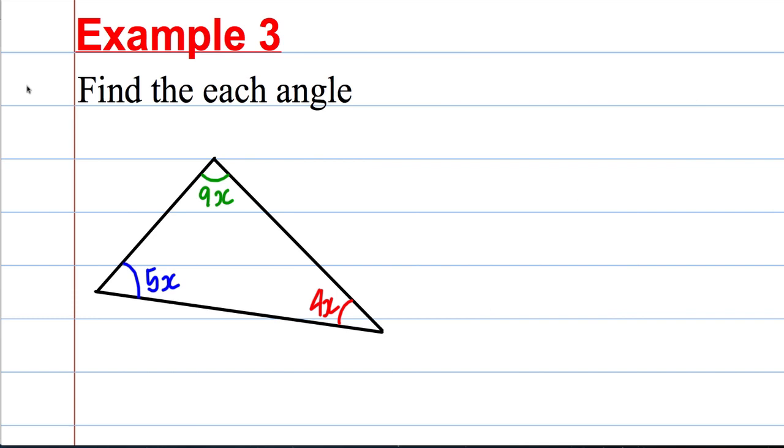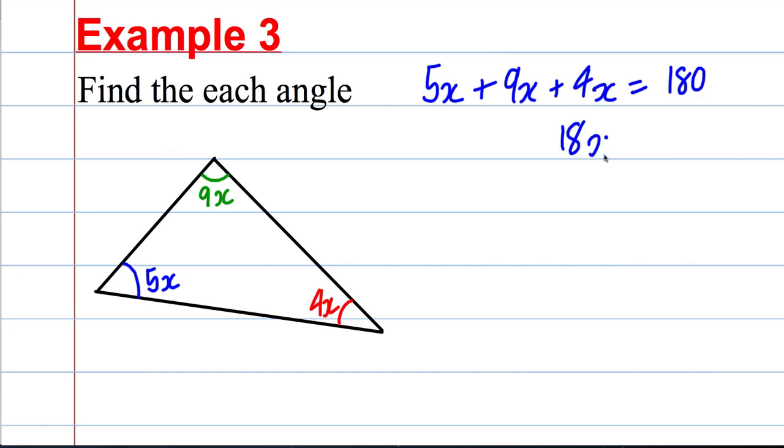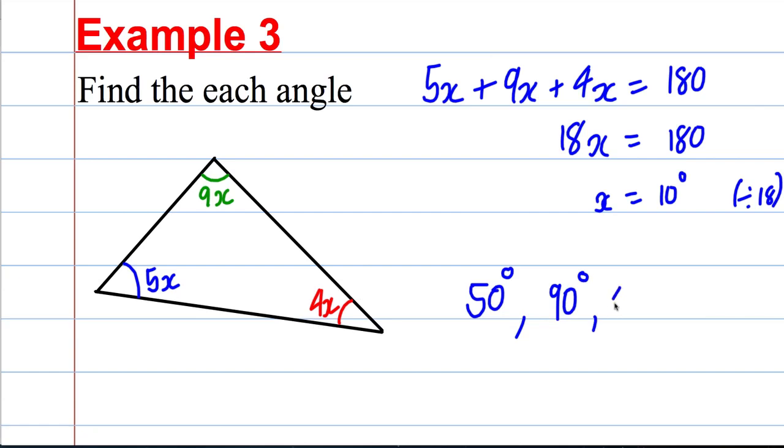Next, example 3, find each angle. Well, angles in a triangle add to 180. So let's get our method mark. 5x plus 9x plus 4x must be equal to 180. If I add these up, I get 18x is equal to 180. Dividing by 18, I get x is equal to 10 degrees. That's not it. It asks us to find each angle. Therefore, the angles are 50 degrees, 90 degrees, and 40 degrees. Check they add to 180. That gives you some comfort you've done it right. And there you go.